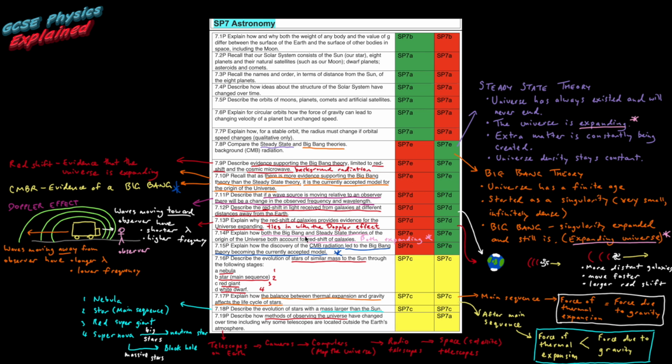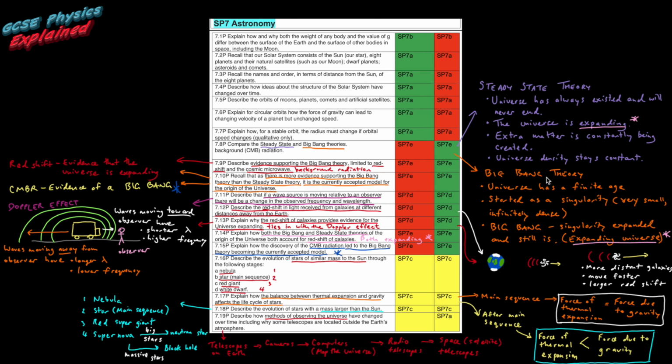Explain how both the Big Bang and steady state theories of the origin of the universe both account for redshift of galaxies. Well, that's because they both say that the universe is expanding. So the steady state theory says the universe is expanding, and the Big Bang theory also says that the universe is expanding. So the redshift evidence is good evidence for both.